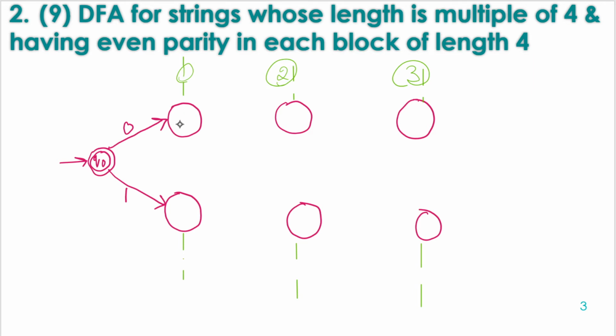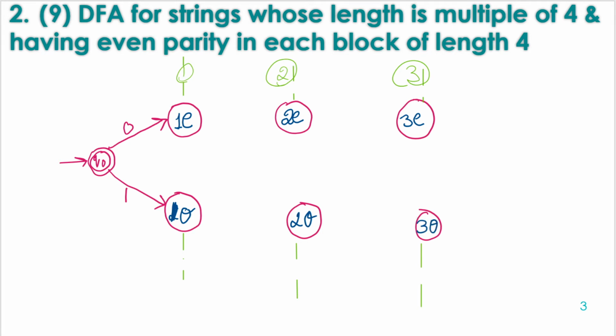Now this state, let me mark these states as length 1 and parity is even. So we have to mark these states. So length is 2 here and the parity is even, length is 3 here, parity is even. So now here the length is 2 and the parity is odd. Sorry, here the length is 1, and here the length is 2 and the parity is odd, length is 3 and parity is odd.